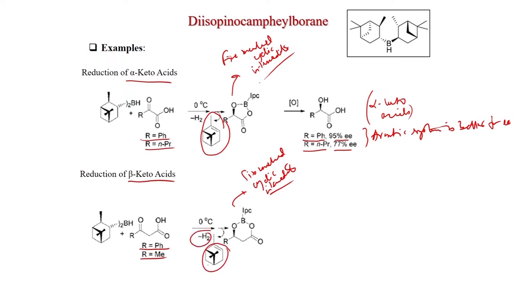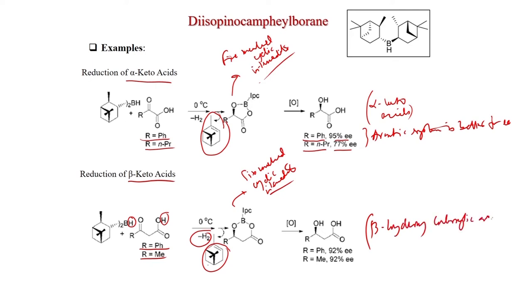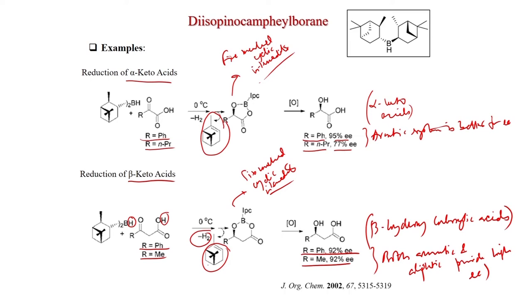Because this H is quite acidic, one hydrogen comes from this borane. So ultimately H2 is eliminated and this 6-membered cyclic intermediate is formed, and after oxidation you get this beta hydroxy carboxylic acid. When R is equal to Ph, you get 92% ee, and R is equal to methyl, 92% ee. So here both aromatic and aliphatic groups provide high ee. This is important with beta keto acids: both aliphatic and aryl groups give high ee.